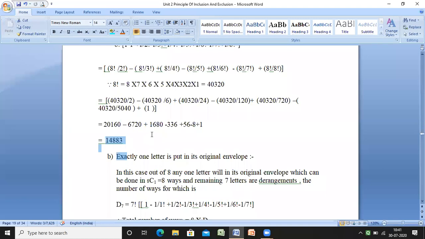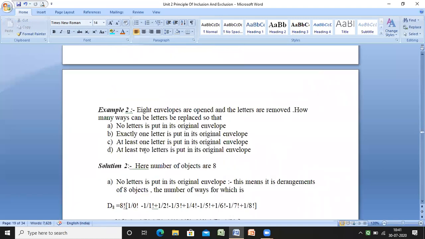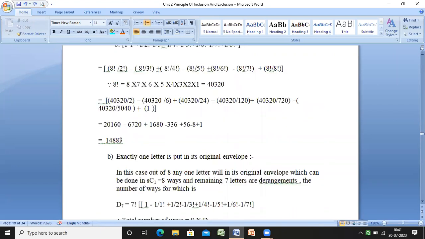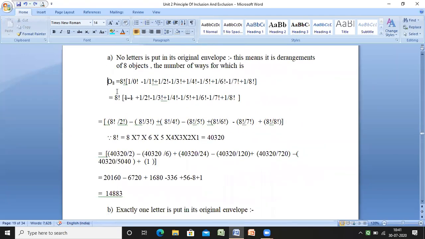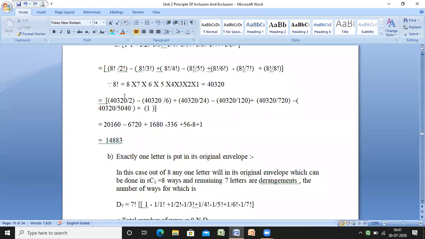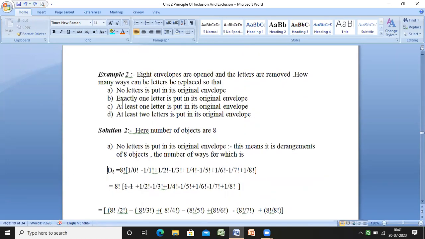14,833. So this is the number of ways if no letter is put in its original position. We get the value 14,833. So D of 8, that means the derangement of 8, is counted as 14,833. Now we come across the second question.